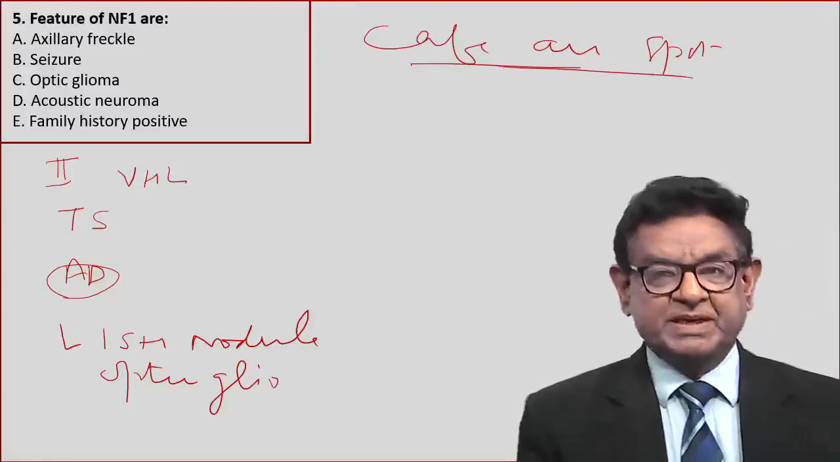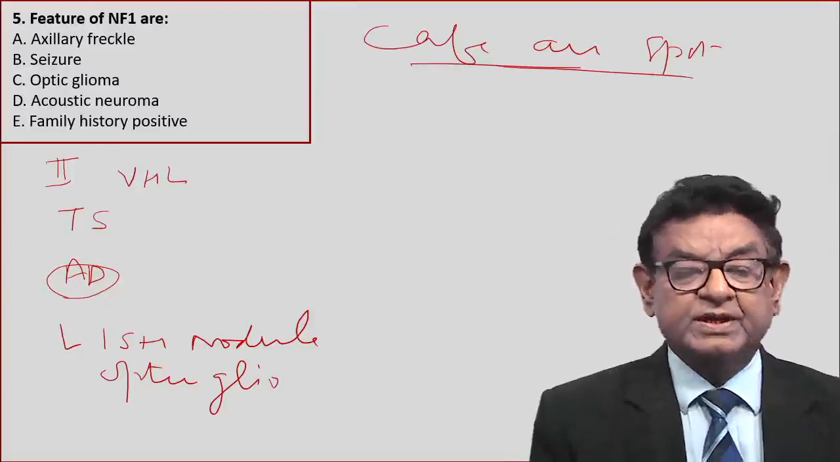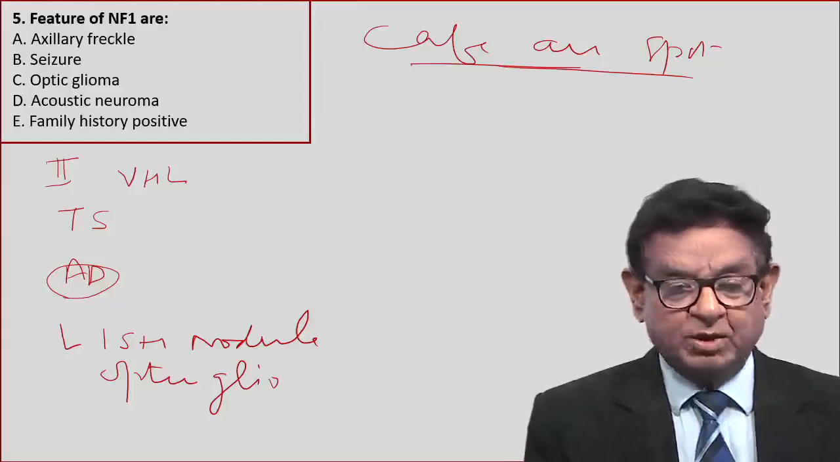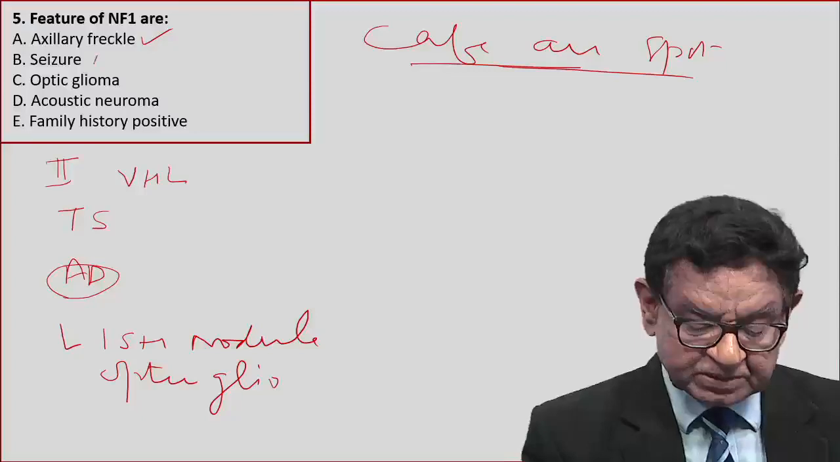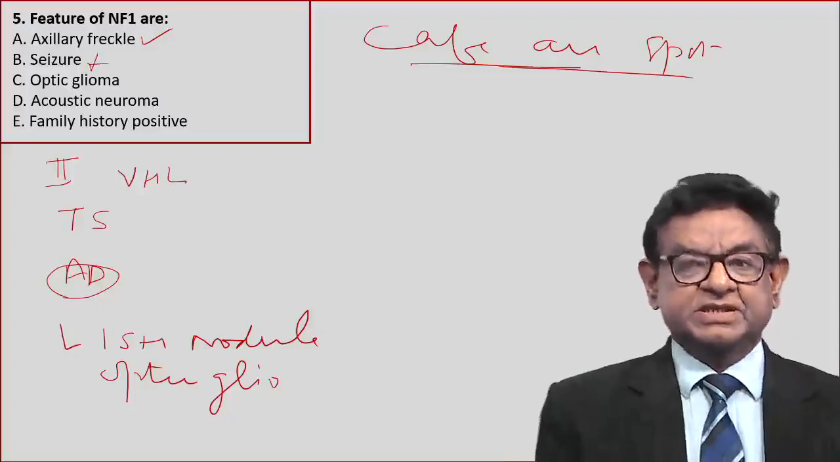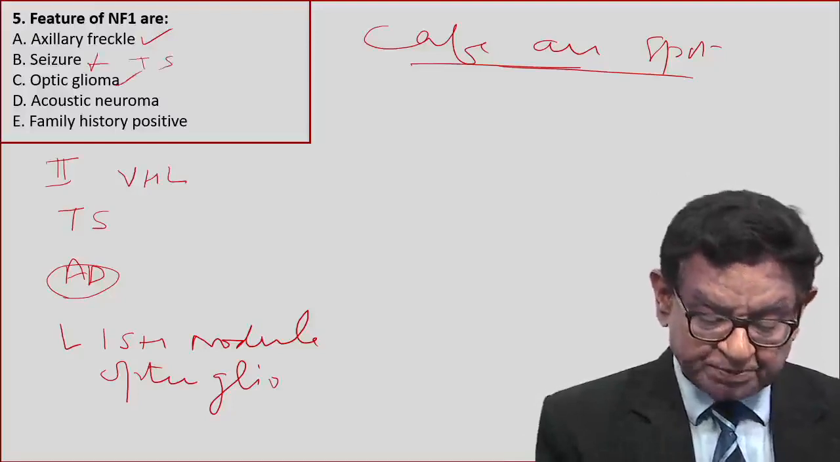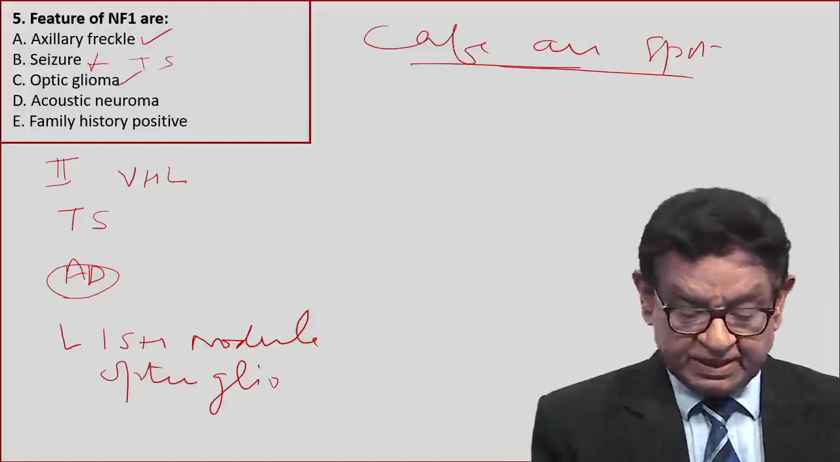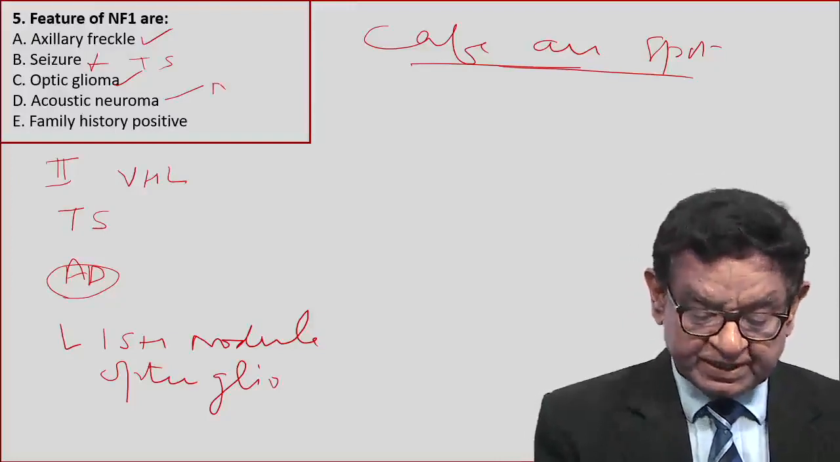This is practically a question that comes every year. If you look at the options: axillary freckling, yes. Seizures do not occur in NF1; seizures occur in tuberous sclerosis. Optic glioma, yes. Acoustic neuroma does not occur in NF1; they occur in NF2.